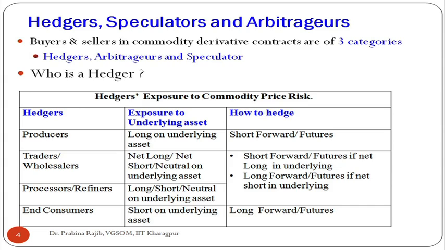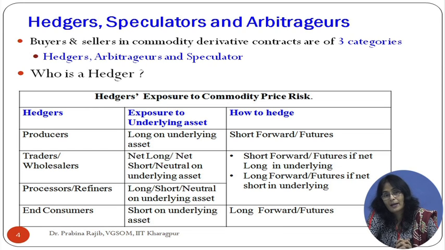So who is a hedger? A hedger has to have an exposure to the underlying market. Let's say a cotton producer is fearing that cotton price is going down and he would like to mitigate that risk by entering into a short futures contract or long put option.